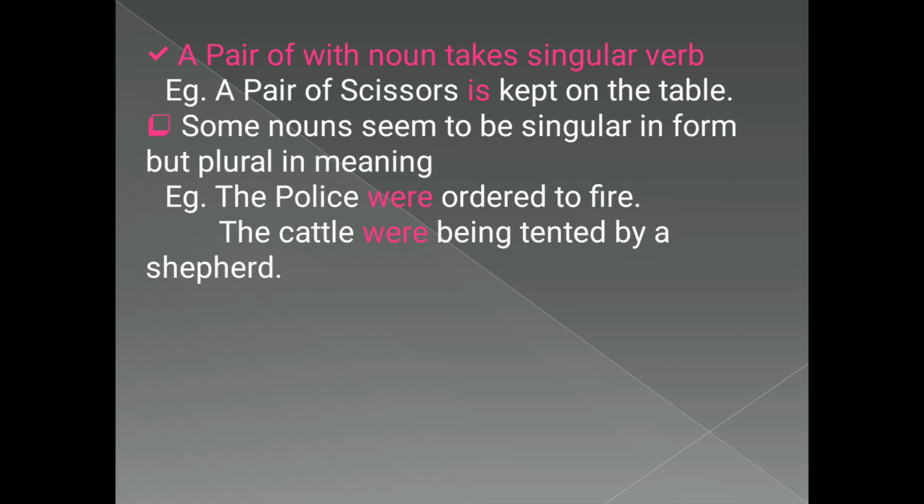So some nouns seem to be singular in form but plural in meaning. See the example, the police were ordered to fire. The cattle were being tended by a shepherd. So here the police and the cattle may seem to be singular by form, but originally they are plural. That is why they take a plural verb.